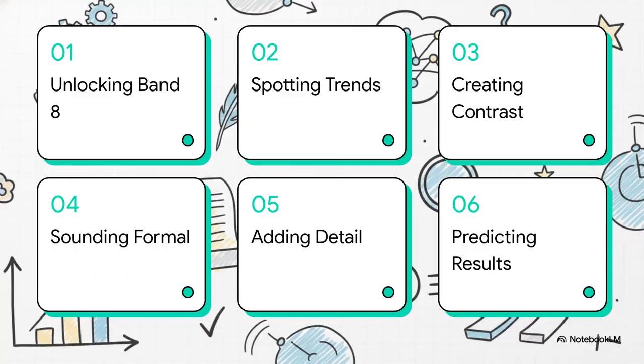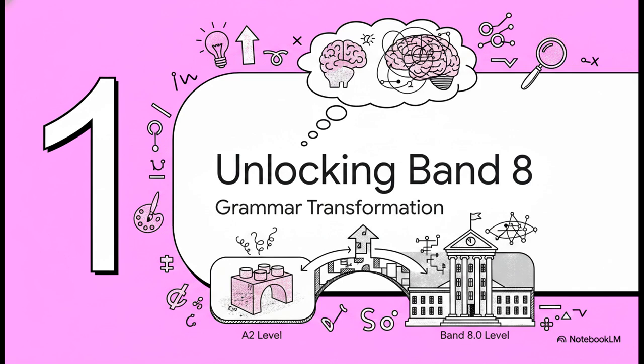Here is our roadmap for today's explainer. We'll be looking at unlocking Band 8 grammar, spotting trends, creating contrast, sounding formal, adding detail, and finally, predicting results. All right, let's jump right into part 1, unlocking Band 8 grammar.